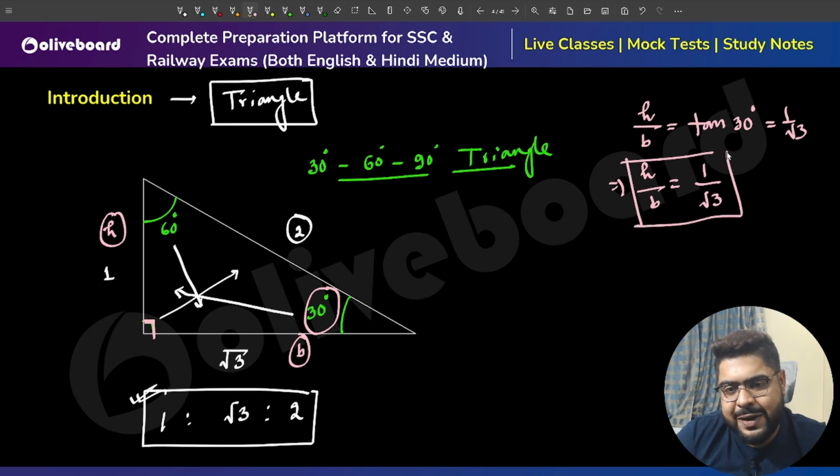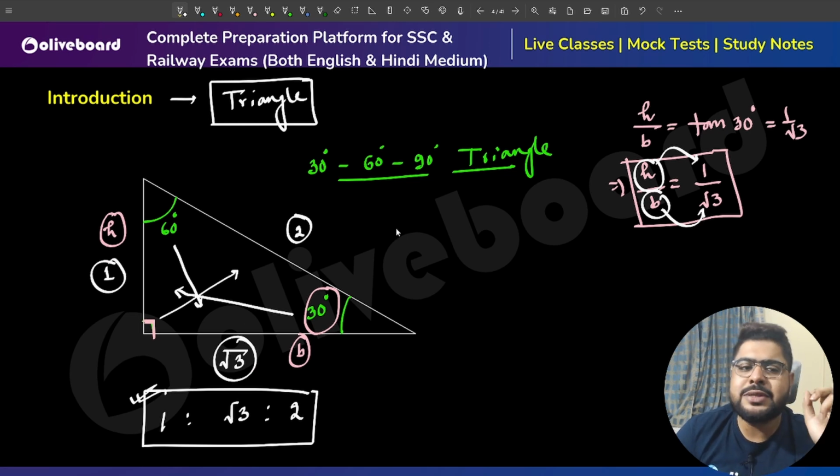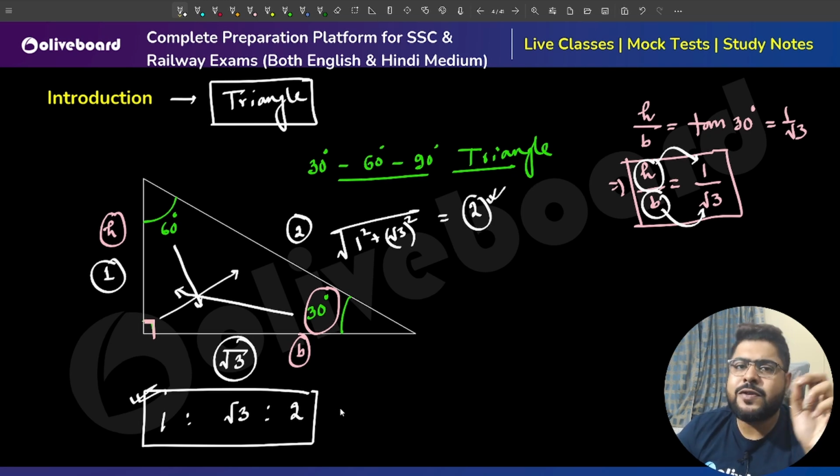So please understand, if I take height as 1 unit and B as root 3 units, which is what I have already taken, you use Pythagoras here. 1 square plus root 3 square: 1 square is 1, root 3 square is 3, so that is root 4, which is 2 only. That is how we get the ratio.